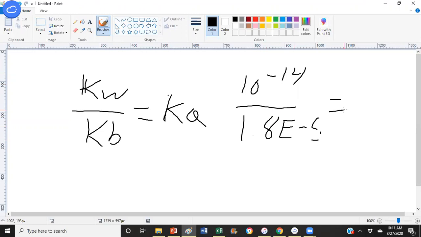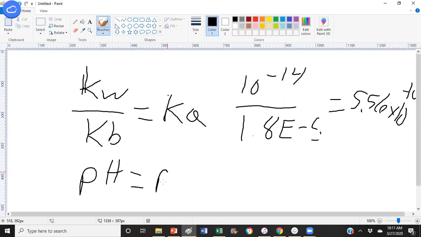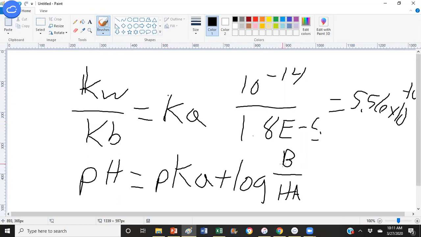So you get 5.56 times 10 to the negative 10th as the Ka. Take the negative log of that to get the pKa. So right now our pH equals pKa plus log of acid over base. Our pKa is 9.25.